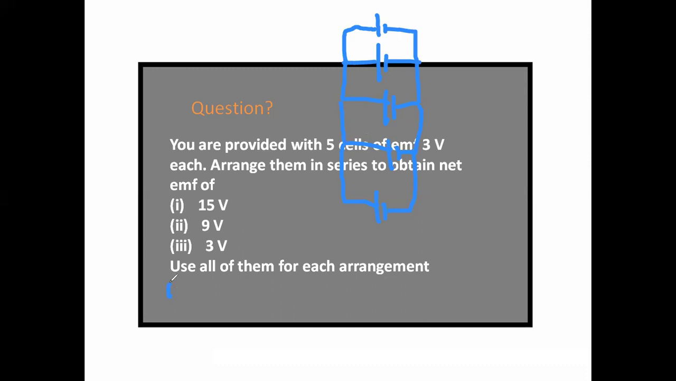So here I'm adding one more part. How will you get the EMF? Suppose you have 6 cells. I'm making a little change, and I want you to obtain a total EMF of 6 volt. And you have to use all 6 cells. So this is the possibility. This is an additional part. 3 and 3 is 6 in series. 3 and 3 is 6 in series. And they all are connected in parallel. Now all 6 are used.